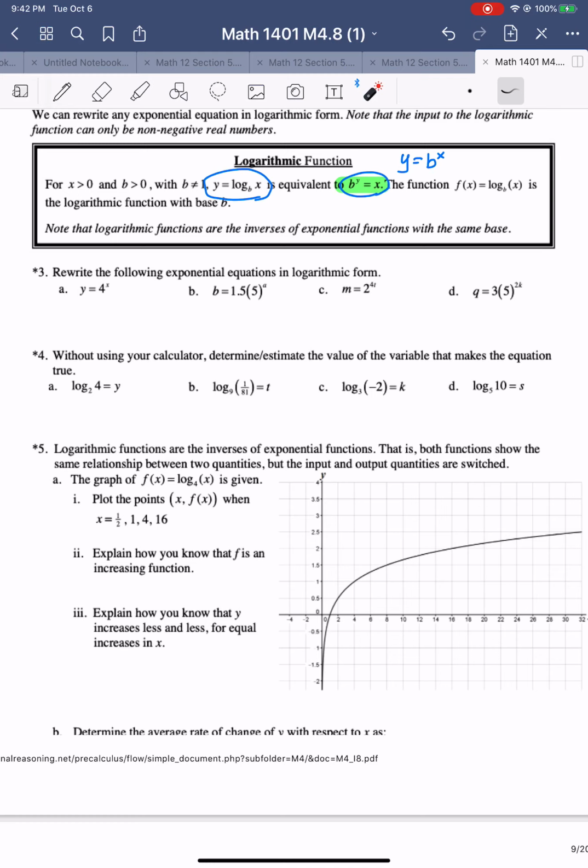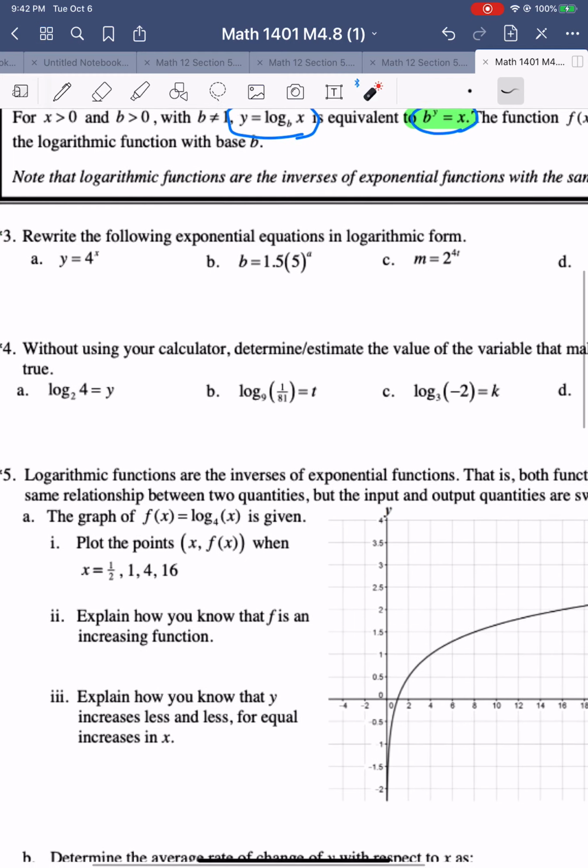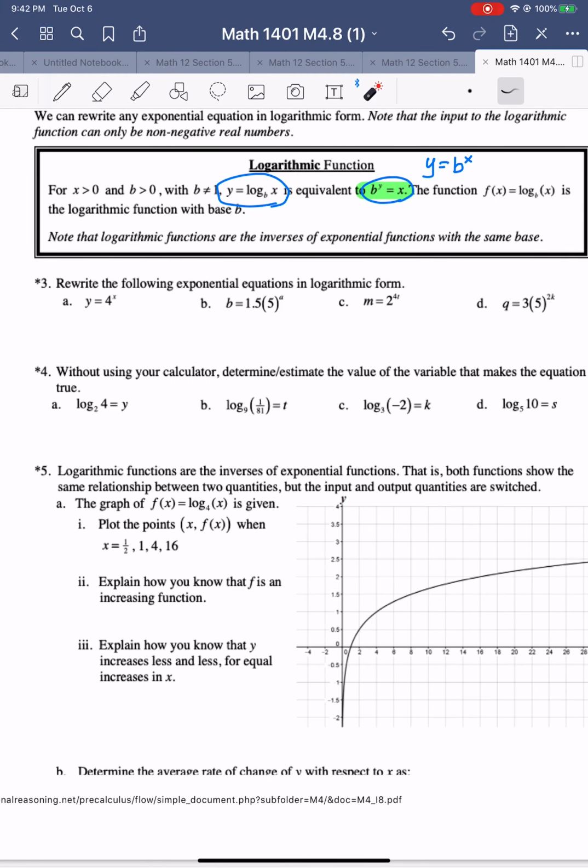Alright, let's try number 3: rewrite the following exponential equations in logarithmic form. So we are converting from the exponential equation to the logarithmic form, and we are solving for the exponents. The exponent is x, but we need to mention that x is coming from the exponent, so you put the log, and the base, which is 4, goes next to the log, and then you put the y next to it. So that's the exponential and logarithmic form.